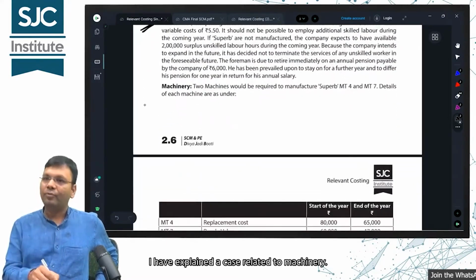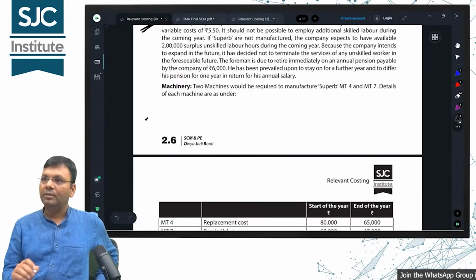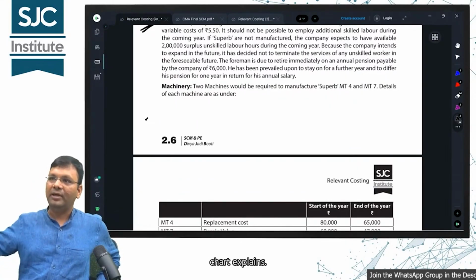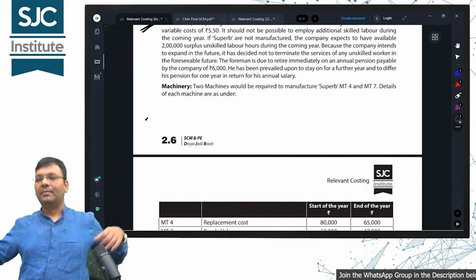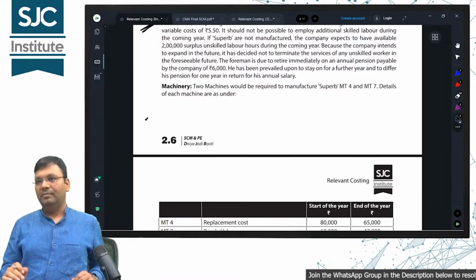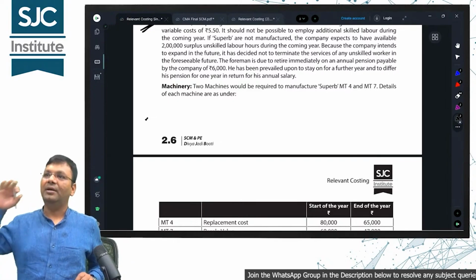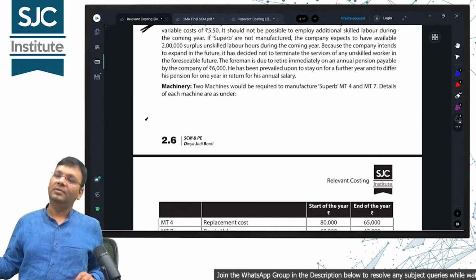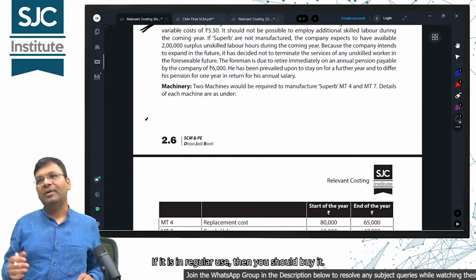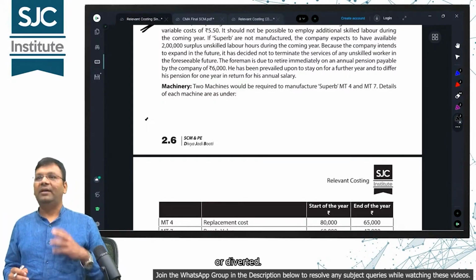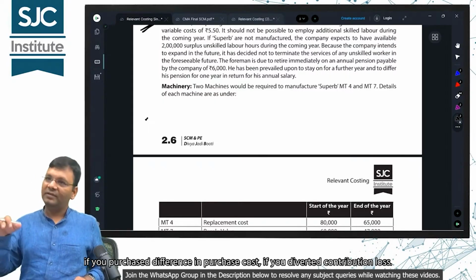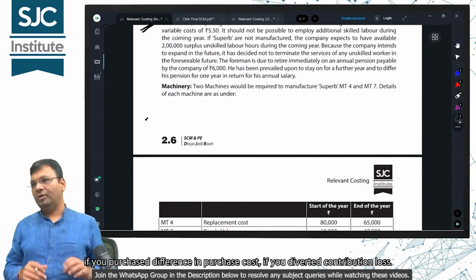I have explained a case related to machinery. The machinery chart explains either we have the machine or we purchase it. If it is with us, then is it idle or in regular use? If idle, then difference in scrap value. If it is in regular use, then you should buy it or divert it. If you purchase, difference in purchase cost. If you divert it, contribution loss.